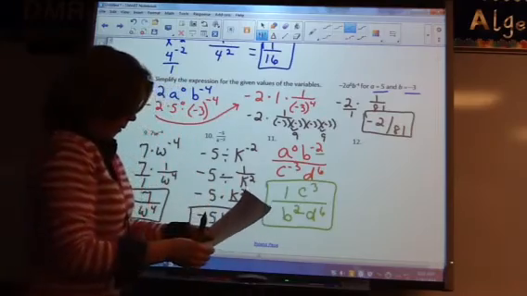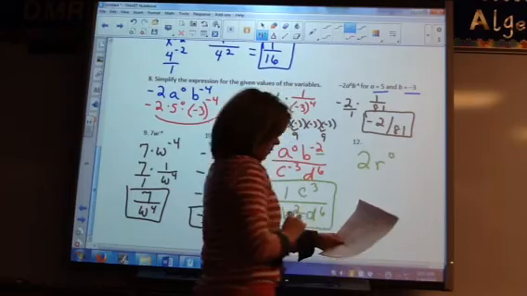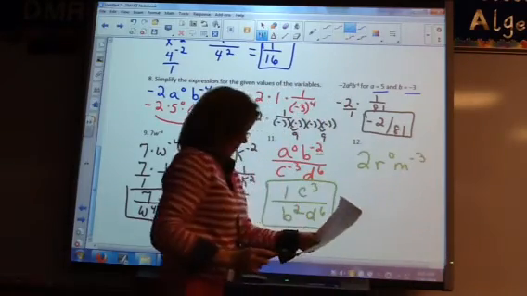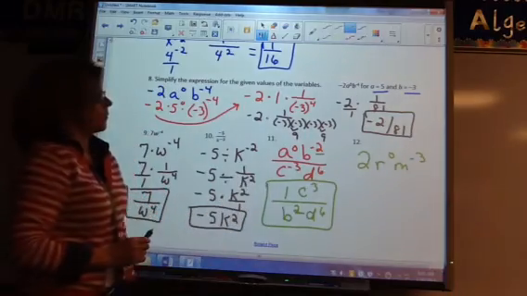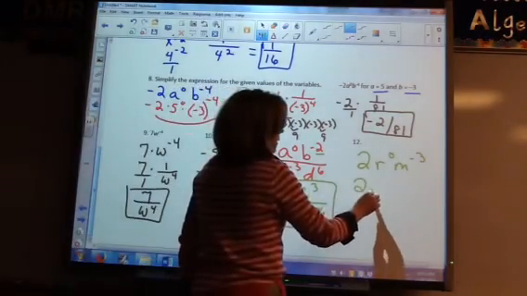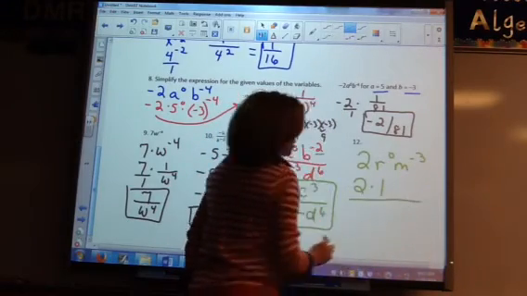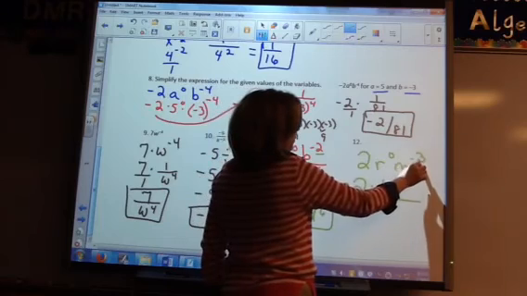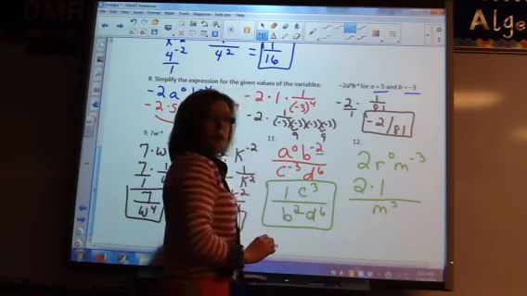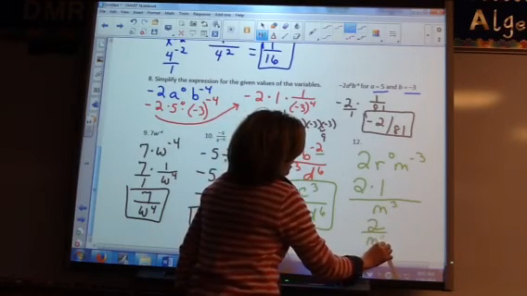All right, let's do one more before we run out of time. We have 2r to the 0, m to the negative 3. Okay? So that is 2 times r to the 0, which is 1, and then let's put our fraction bar. M to the negative 3 is going to move to the bottom as the denominator, and your exponent is now positive. So that's 2 over m cubed.